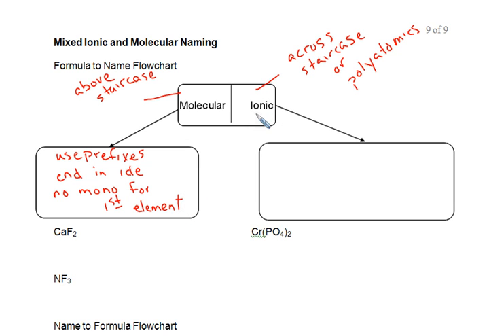Okay, ionic. Here's the rules that you're going to follow for ionic. Name the cation. That's going to be a metal of some sort. Next thing you're going to do is ask yourself, do I need a Roman numeral? And if you do, put those parentheses in. And then you're going to name the anion.